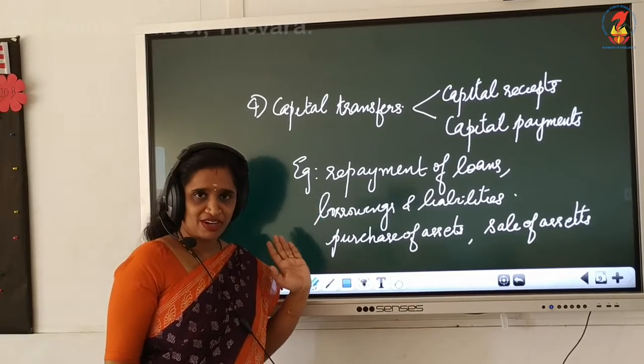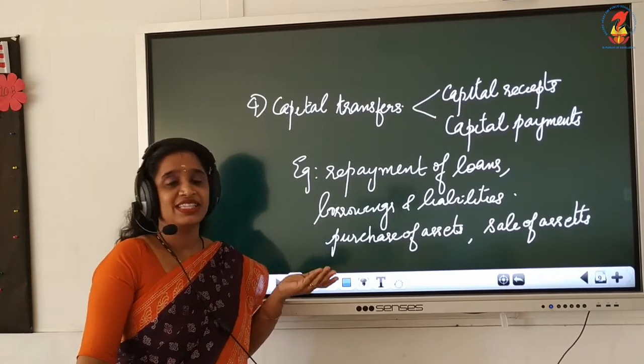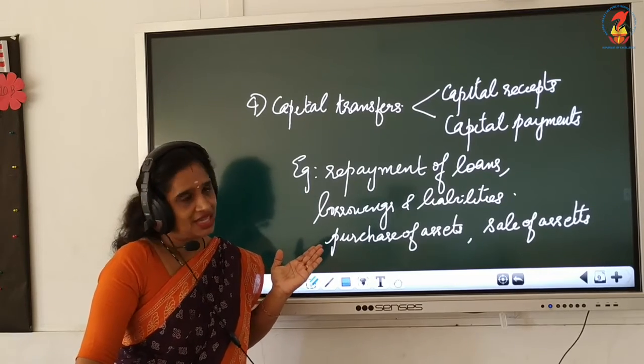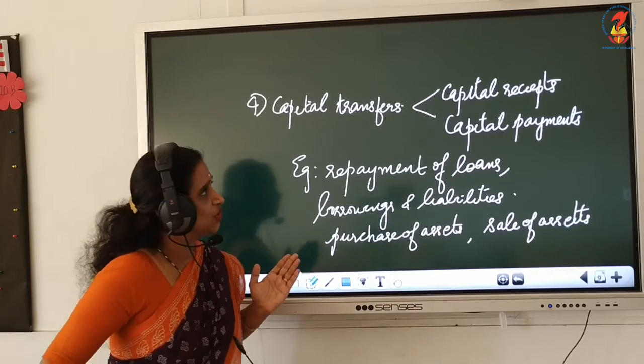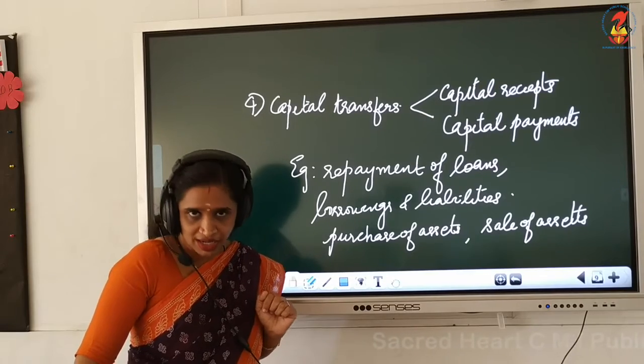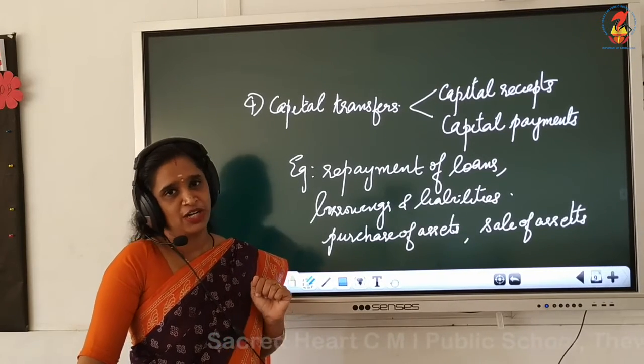Whatever we have learned in government budget, just recollect it. What are the components of capital receipt and capital expenditure? I have just written those concepts which we have learned. So capital transfers include capital receipts and capital payments. Examples are repayment of loans, borrowings and liabilities, purchase of assets and sale of assets. So this is with regard to the economic transactions involved in balance of payment.